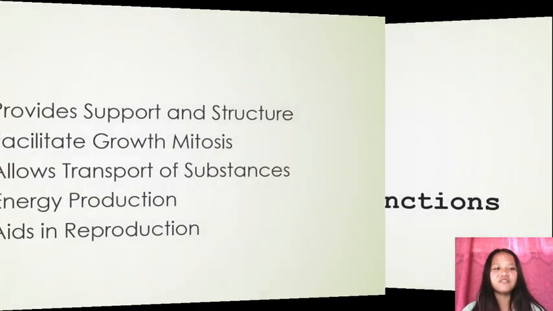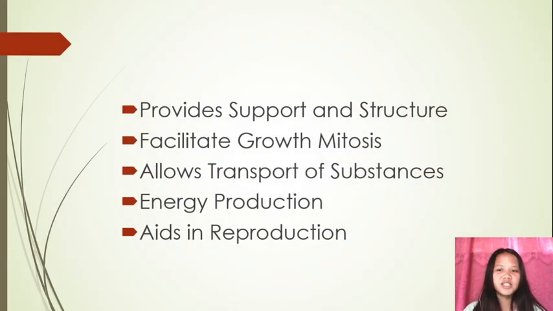Number one, it provides support and structure to an organism. All organisms are made up of cells. They form the structural basis of all organisms. The cell wall and the cell membrane are the main components that function to provide support and structure to the organism. For example, we have the skin. It's made up of a large number of cells. Xylem, present in the vascular plant, is made of cells that provide structural support to the plant.